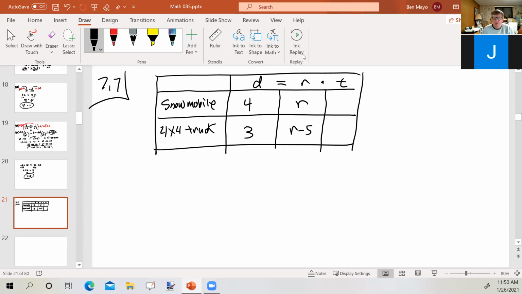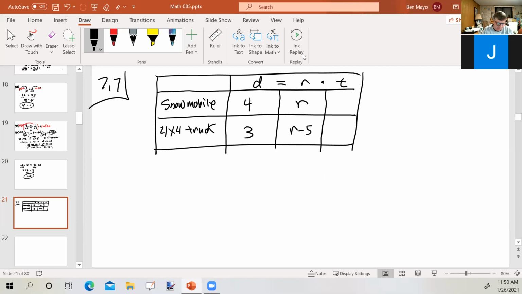Okay, so the directions say complete the table. The formula D equals RT. Distance equals rate times time is what this table is about. We've got a snowmobile that travels a distance of 4. They don't really tell us what units it is. And the rate is R, and we're supposed to find the time. The 4x4 truck travels a distance of 3, whatever distance it is, at a rate of R minus 5.